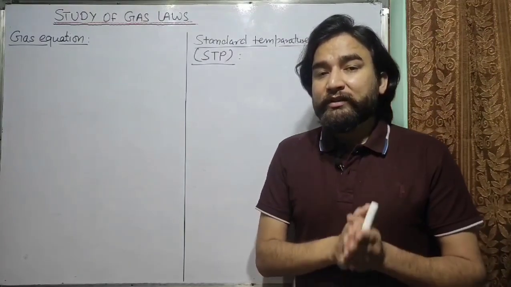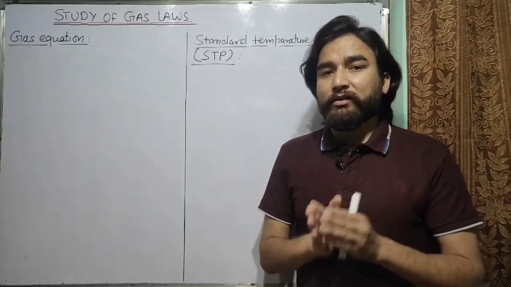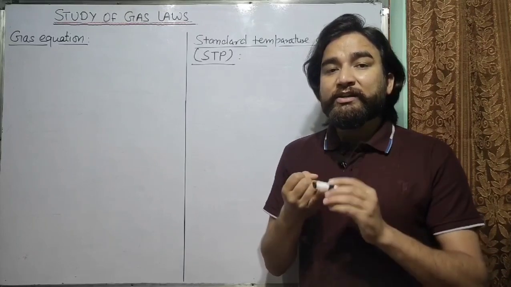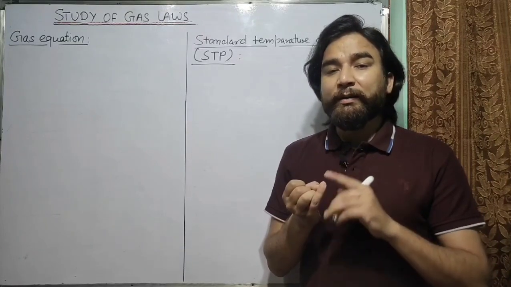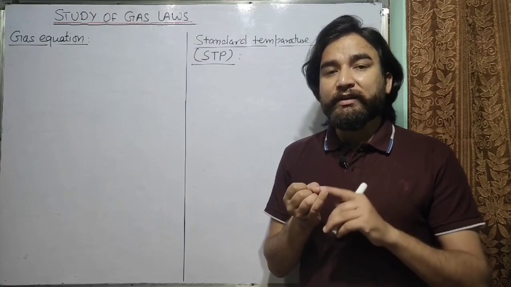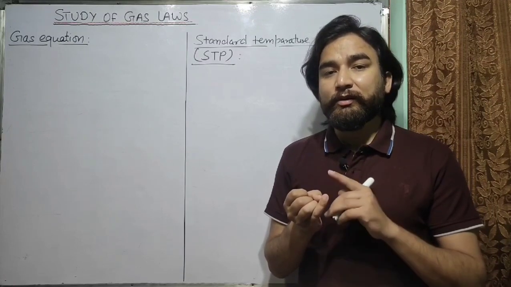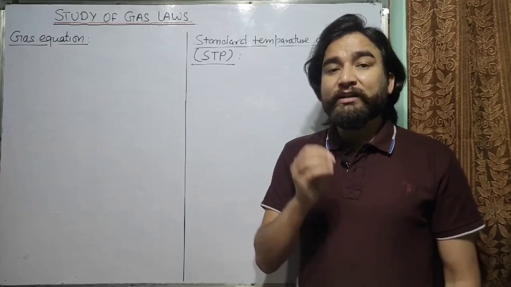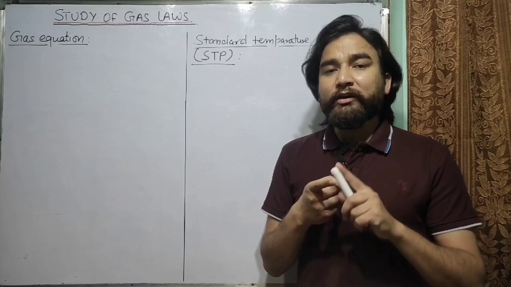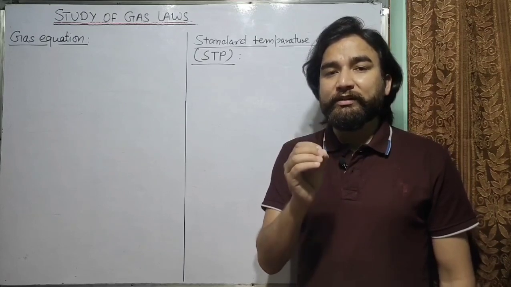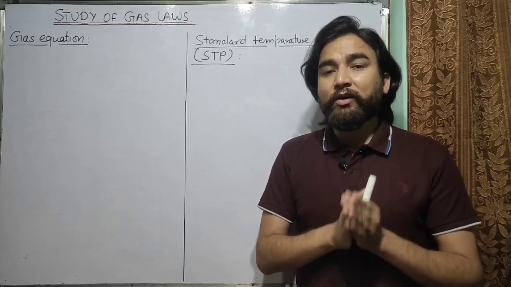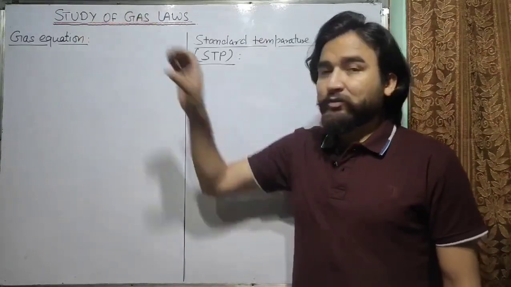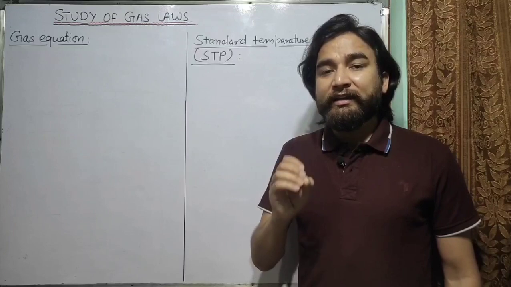As you know, we have studied Boyle's law and Charles' law in the previous lecture. Boyle's law gives us the relationship between pressure and volume when the temperature is kept constant, and similarly Charles' law gives us the relationship between volume and temperature when the pressure is kept constant. So what is the limitation of these two laws? According to one law we have to keep the temperature constant, while according to the other law we have to keep the pressure constant. But in the case of the gas equation we don't have to keep anything constant.